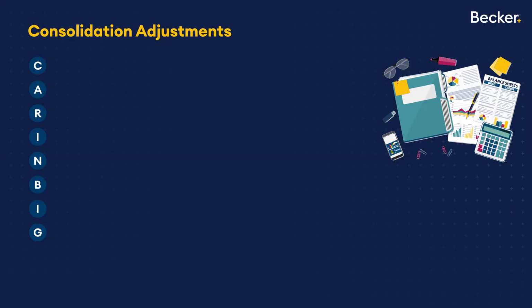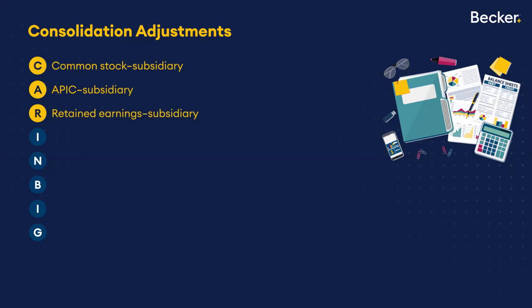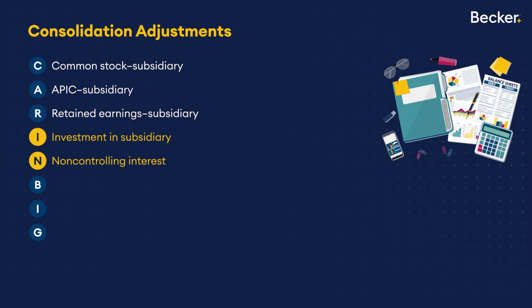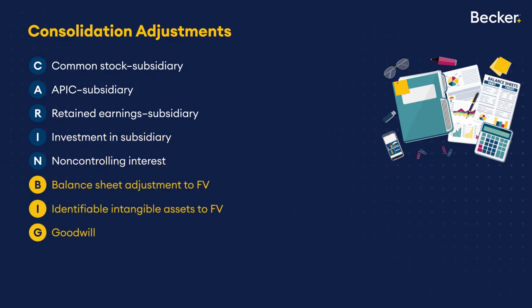Here's the way we structure it, and it's worded that way for a reason. CAR in big. CAR is everything affecting the subsidiary's equity being eliminated. In is how we deal with eliminating the parent's investment in the sub, but this is also how non-controlling interest is brought into the light. And finally, big is all about fixing the balance sheet to fair value, and that's where goodwill can emerge.